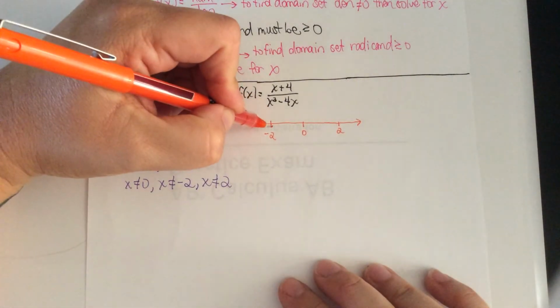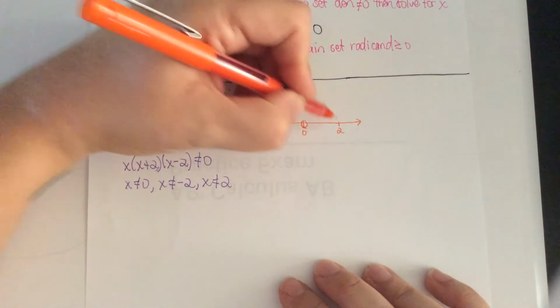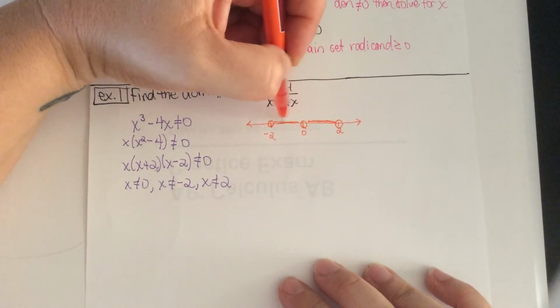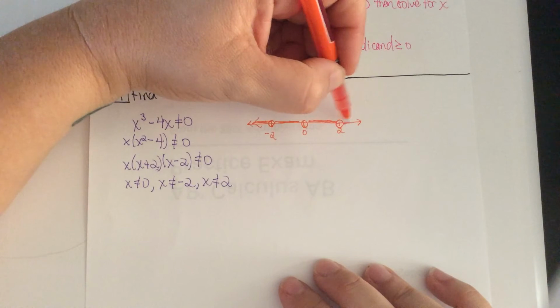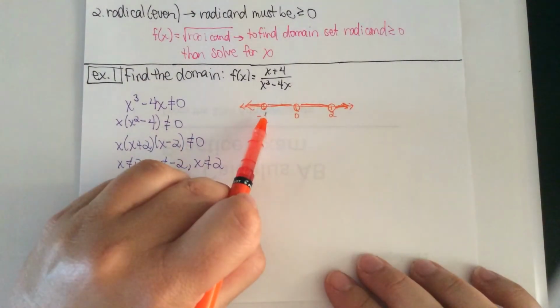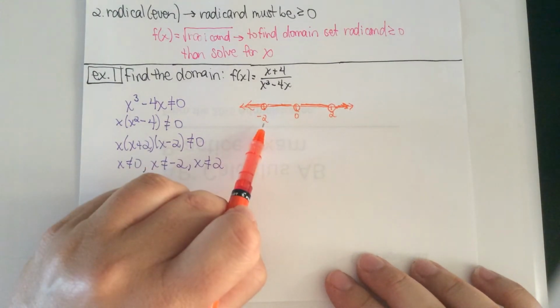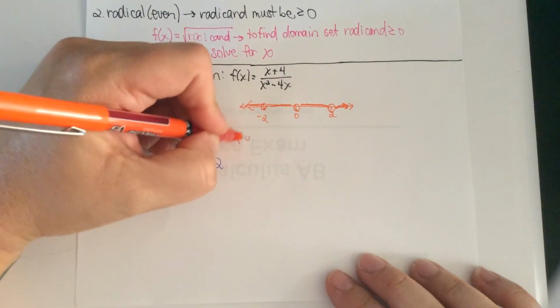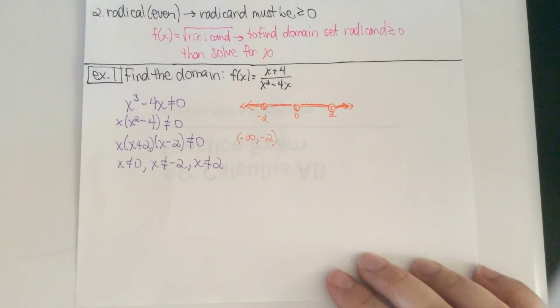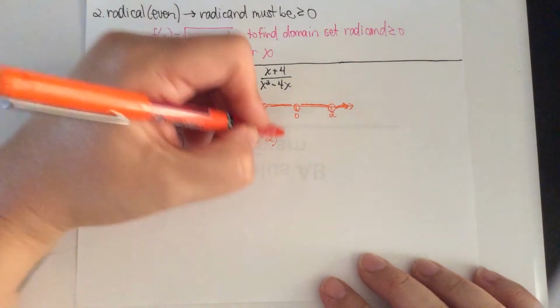I want to exclude those values, right? X cannot equal those, but I want to include everything else. Okay, so we're going to use interval notation. This portion to the left of -2 goes to -infinity, and then it goes to -2 and it stops. I'm not including -2, so I need a parenthesis. Remember, the bracket means it's included.